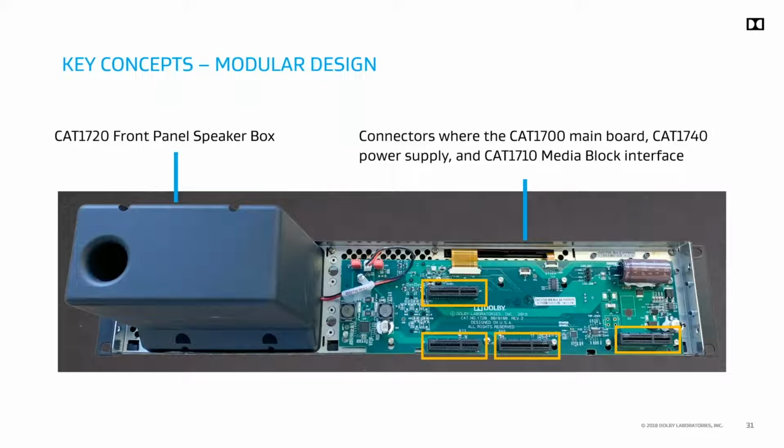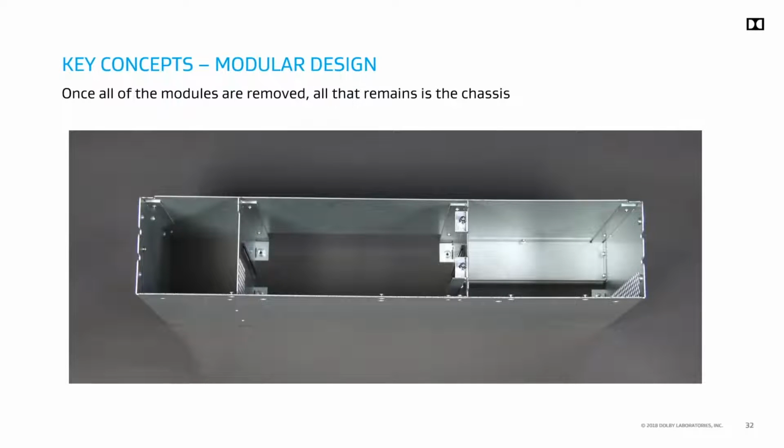This is a view from the rear of the CAT1720, where the connection from the speaker to the circuit board can be seen. There are also connectors for the CAT1740 power supply on the right, the CAT1700 main board in the center bottom, and the future CAT1710 will plug into that top middle connector. Once the modules have been removed, all that remains is the chassis sheet metal.